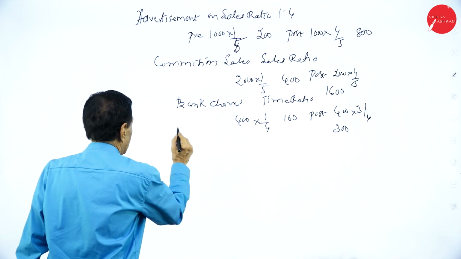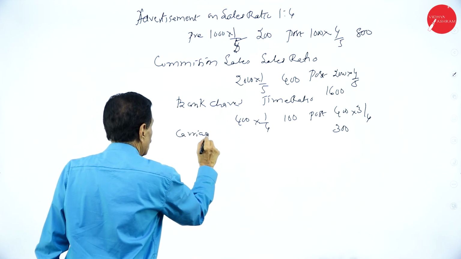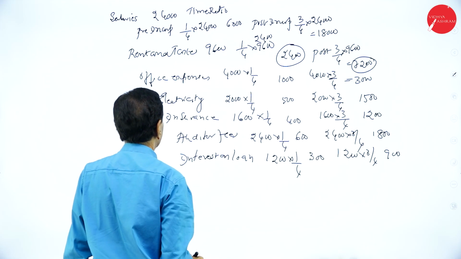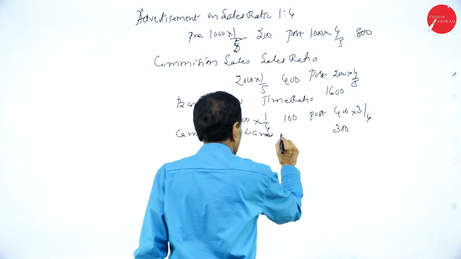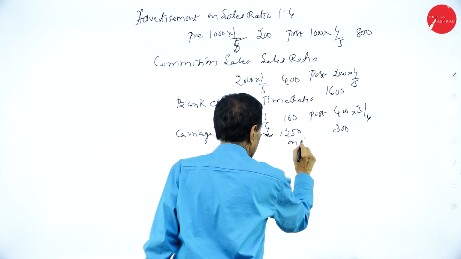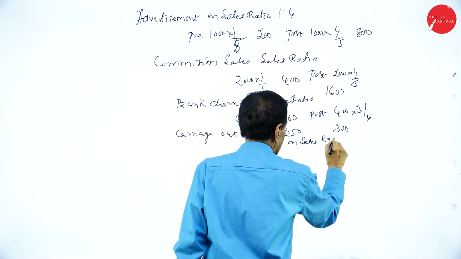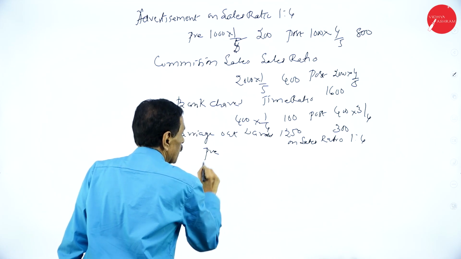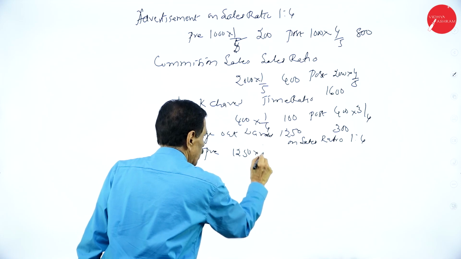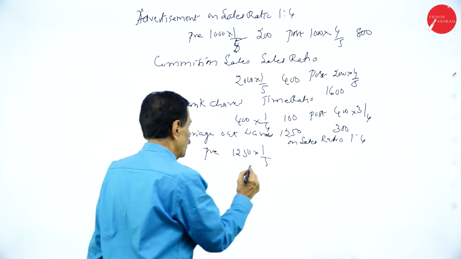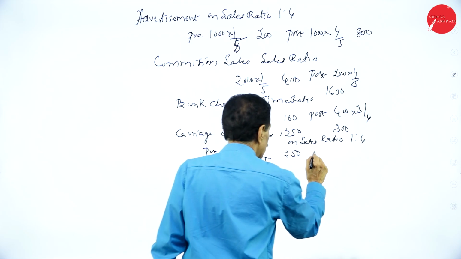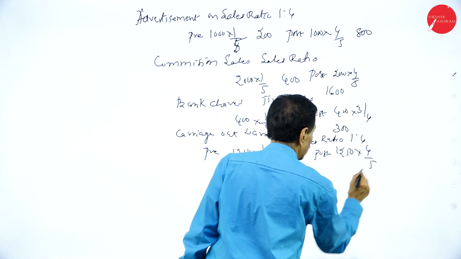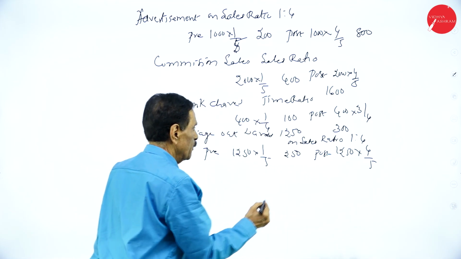Carriage outwards. What's the amount? 1,250 on sales ratio, 1:4. Pre: 1,250 into 1 by 5, 250. Post: 1,250 into 4 by 5 is 1,000.